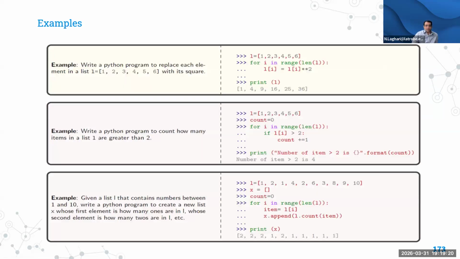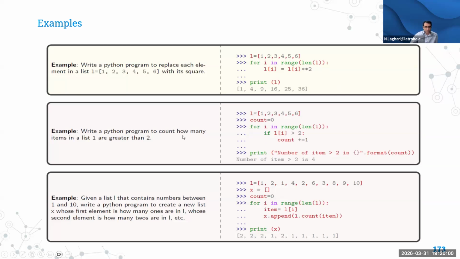Okay, write a program to replace each element in a list with its square. Here we are changing items, because when we change any item in the list, it just changes. It's because it is mutable. So we have 1, 2, 3, 4, 5, 6. When we loop through the items, we replace each item L[i] with its square, so the square is stored in it.